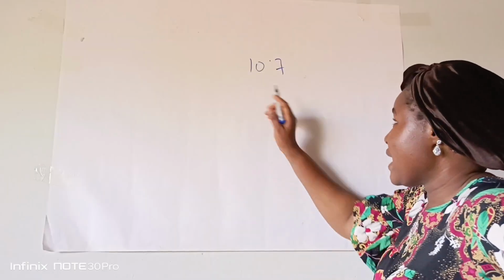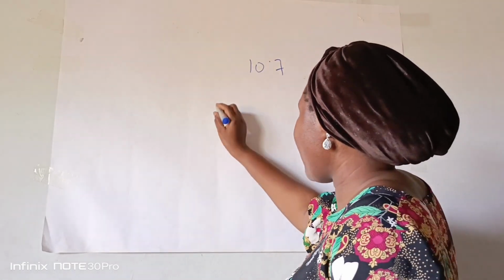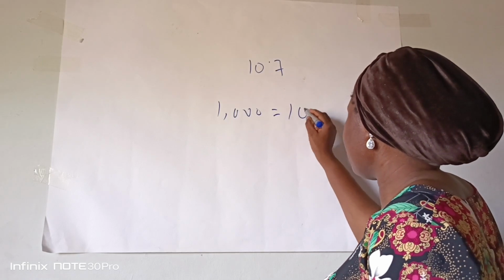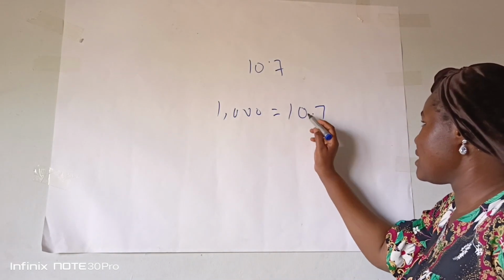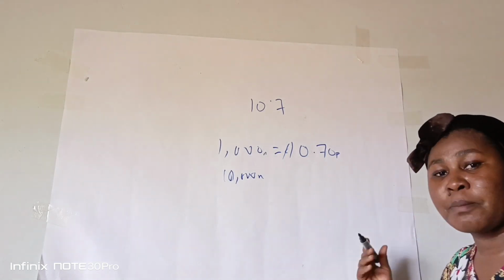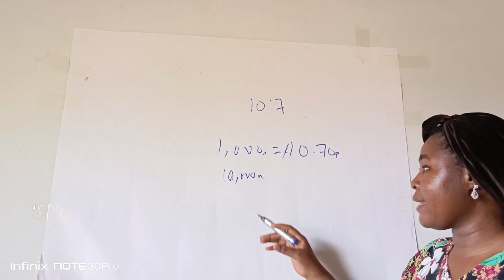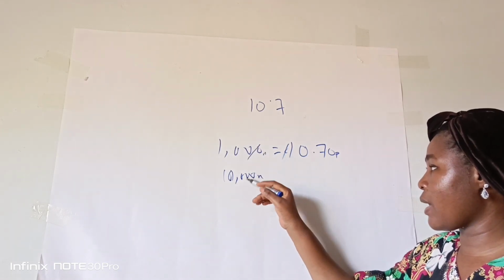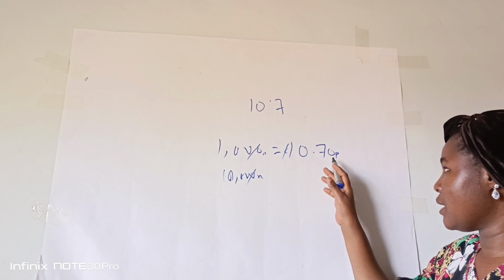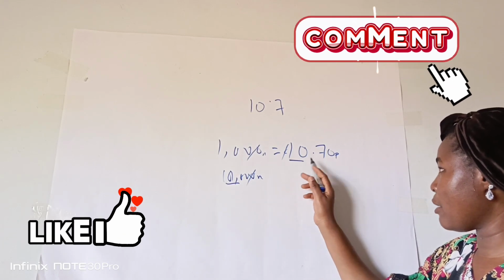Today's rate is actually 10.7, and what that means is that 1,000 Naira is equal to 10.7. That means 10 Ghana Cedis, 70 pesewas. So let's say a product from your supplier costs 10,000 Naira. You're going to let this 0 cancel this 0, and you're going to be multiplying this 10 by 10.7.